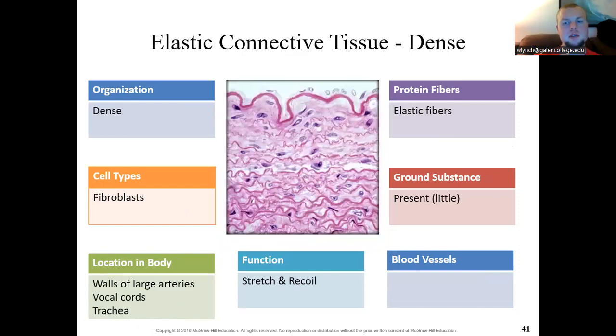Elastic is going to be the most extensible, so it allows for the most stretch. It is going to be made up of mostly elastic fibers. It's going to be located in the areas of blood vessels that need a lot of distension, like the aorta, also in areas of high torsion and high mechanical tension, like the trachea and the vocal cords, that need to be able to stretch and recoil and reform their initial shape pretty easily.